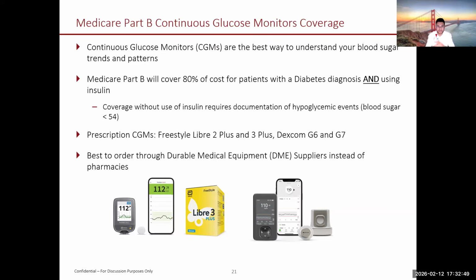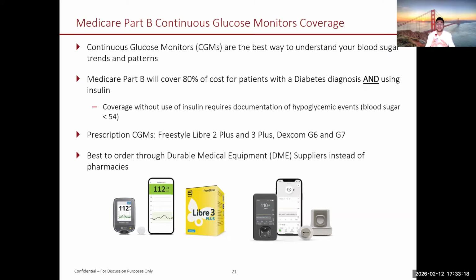Now, there are different types of CGMs on the market. Prescription CGMs, ones that require a prescription from the doctor. The most common are Freestyle Libre 2 Plus and 3 Plus, as well as Dexcom G6 and G7. These are excellent products. In terms of getting them from the pharmacy with Medicare, even with insulin, it's a bit of a process. We have to prove that you have a diabetes diagnosis, prove that you're taking insulin. There's a number of questions your doctor has to answer.